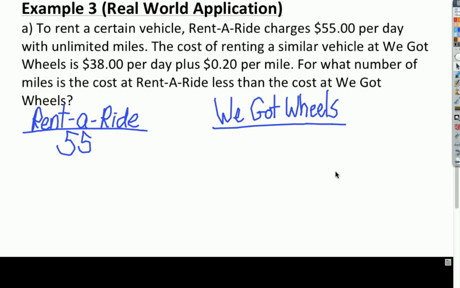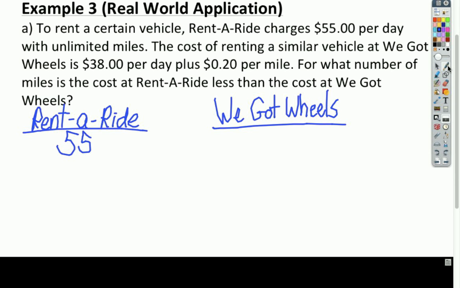So what expression could we write for We Got Wheels to represent their pay structure? Okay, we got 3 people who have an idea. That's fine. Got a bunch of people. Okay, good. Briante, what were you thinking? 0.20m plus 38.